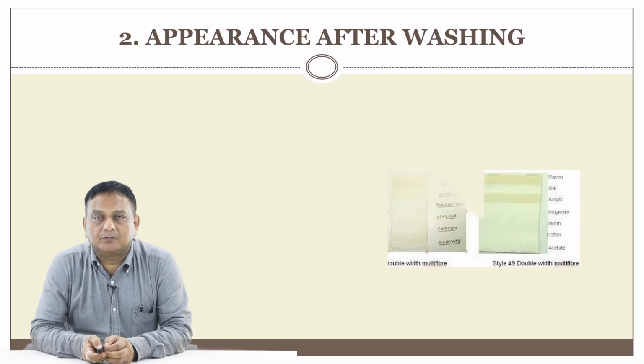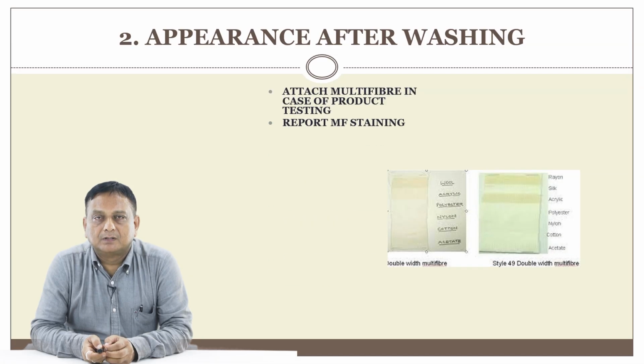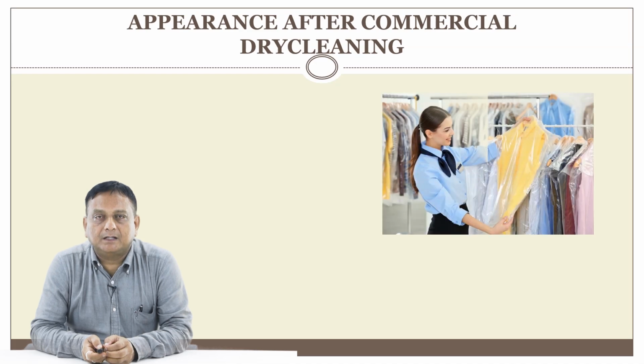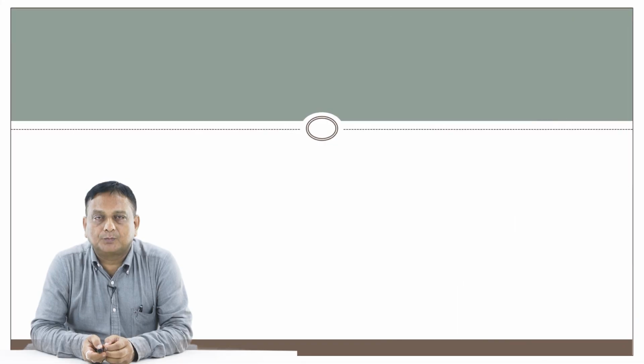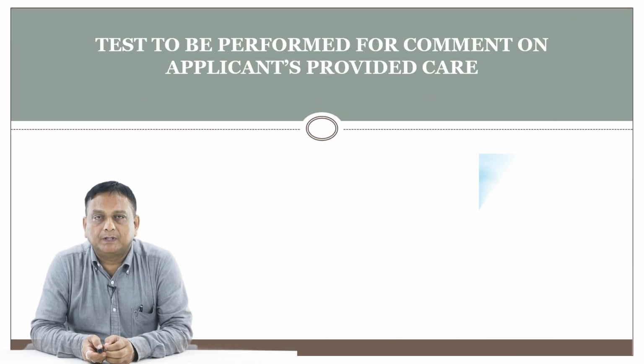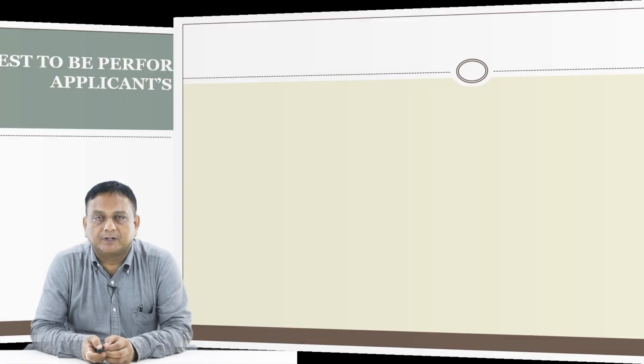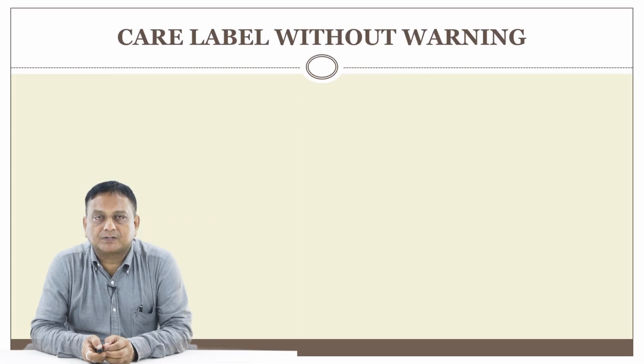Appearance after washing, when you are talking about that, you can see the conditions of this garment. Attach multi-fiber for this product and report the multi-fiber staining for this purpose. Appearance after commercial dry cleaning, when it is involved, then what are the areas to be covered there, as we have already covered in this particular discussion, and a comment must be given in the care instruction.